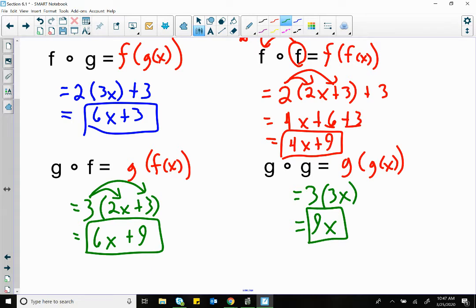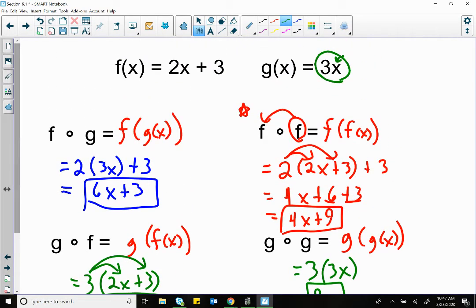So for all of these, if you're looking at the domain, again, these are going to be all reals. And it will ask you about the domain. It's all reals because we're not excluding anything from the original functions. g of x is all reals. f of x is all reals. Nothing's excluded. So all these have a domain of all reals. There are no x's being excluded.